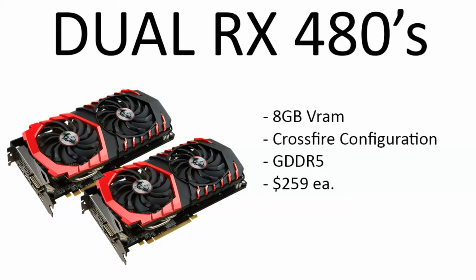Now for the graphics cards, we went with the MSI Radeon RX480s. So you're running dual RX480s, 8 gigabytes of VRAM each, Crossfire configuration, GDDR5 memory, and they're running $259 each right now. I'm going to have to get used to saying that, because I'm probably going to use them in future builds. I'm going to have to get used to saying RX480 instead of R9 or R7 or whatever it may be.